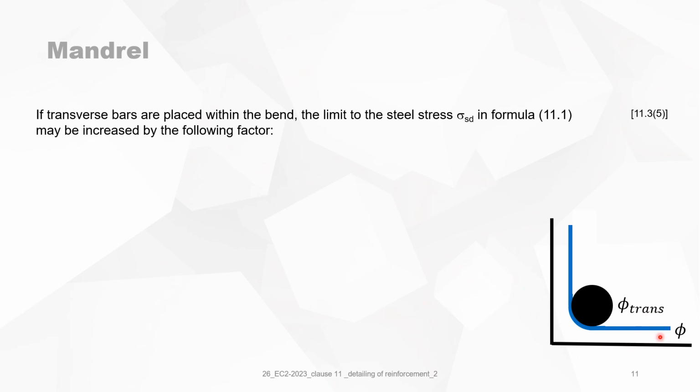Just some definitions. When you have a bend in a rebar, for instance, for 90 degrees, and you have one rebar in the corner, not the mandrel diameter, but the rebar in the corner, then this rebar has a diameter of phi trans, from transfer bar. Of course, this is not according to scale. Normally, phi trans is a little bit bigger than the diameter of the stirrup, for instance. This factor, K trans, or K transverse, is equal to the formula 11.2.